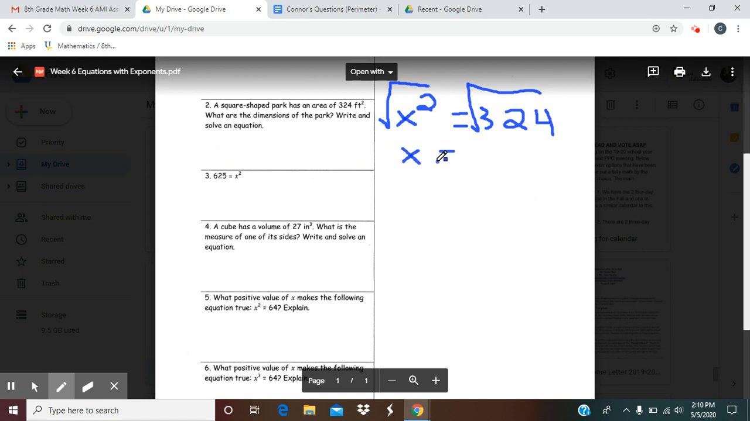So I would have that x is equal to 18. Now remember, we were working with a real world number here, so let's go back and put an answer that actually makes sense. It said, what are the dimensions of the park? So it's 18 feet by 18 feet. I don't know if you guys have written dimensions very much before, but we put an X in between to mean the word by. So I have 18 feet by 18 feet.